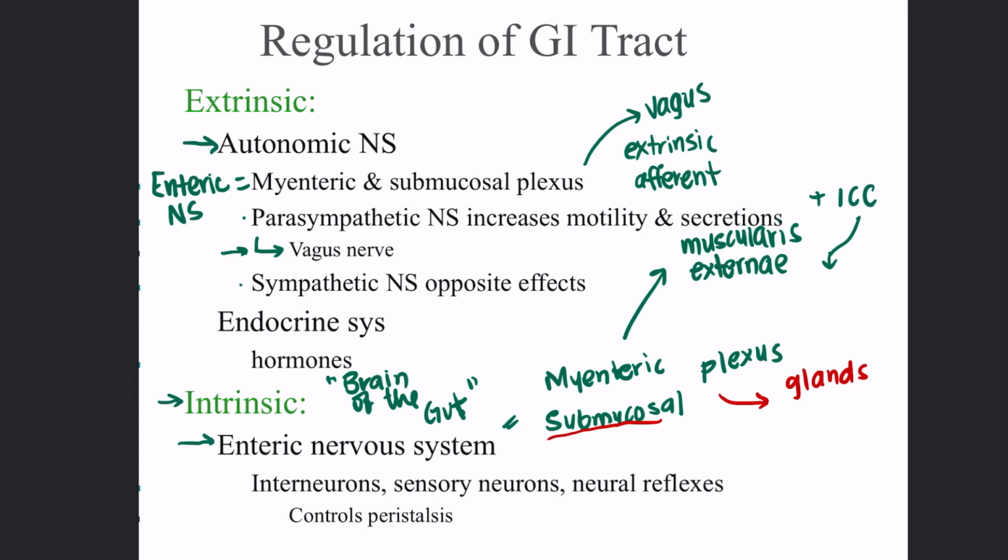So these are going to include sensory neurons, interneurons, and because they do not go to the brain, because it is considered the brain of the gut, these have neural reflexes about them. And this is how peristalsis and segmentation with these interstitial cells of Cajal are controlled.